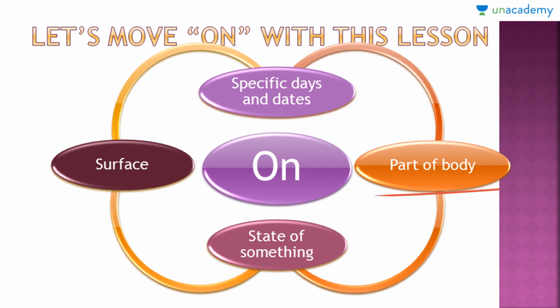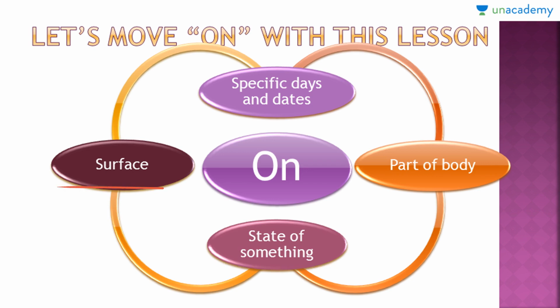The next we have part of body. Whenever we have to talk about any part of body, in that context we will use on. This will become more clear from the examples which we are going to see later. Then, state of something: what kind of state something is in. In that case we use on.